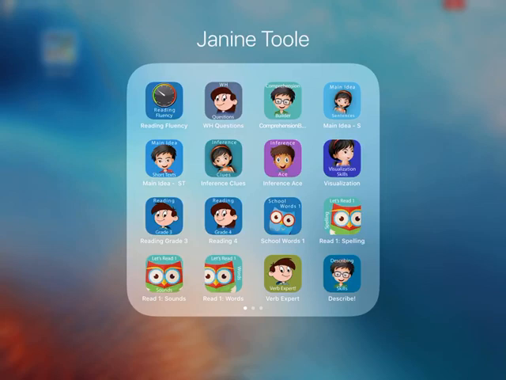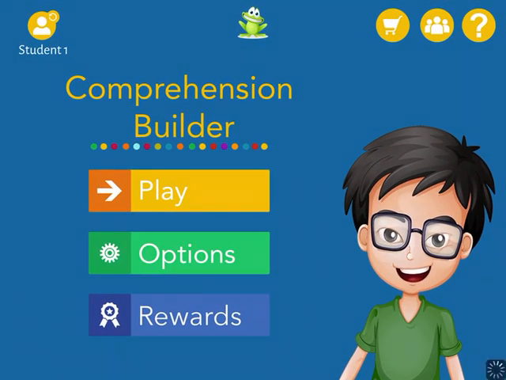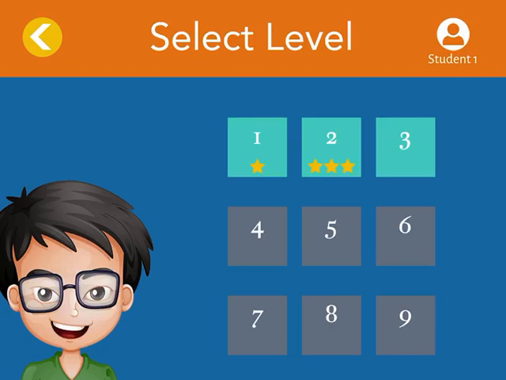So let's have a look at this Comprehension Builder. Hi, press play to get started.